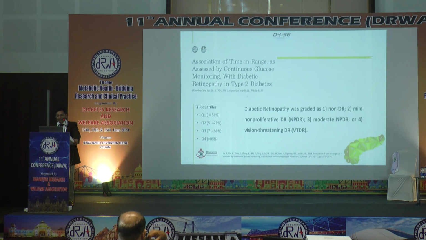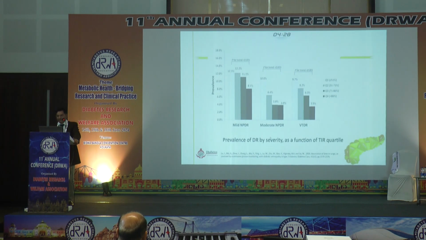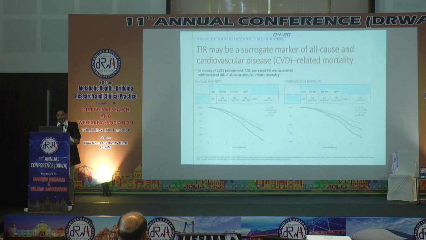And this is again data from diabetic retinopathy, where it was graded as non-DR, mild NPDR, moderate NPDR, and vision-threatening. Almost the same data which I have shown you in the earlier slide. And in the quartile where you have higher TIR, there is lower risk of having every type of retinopathy.